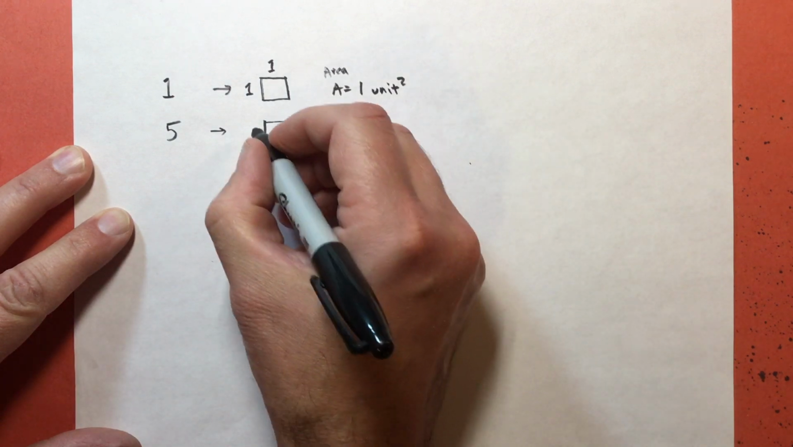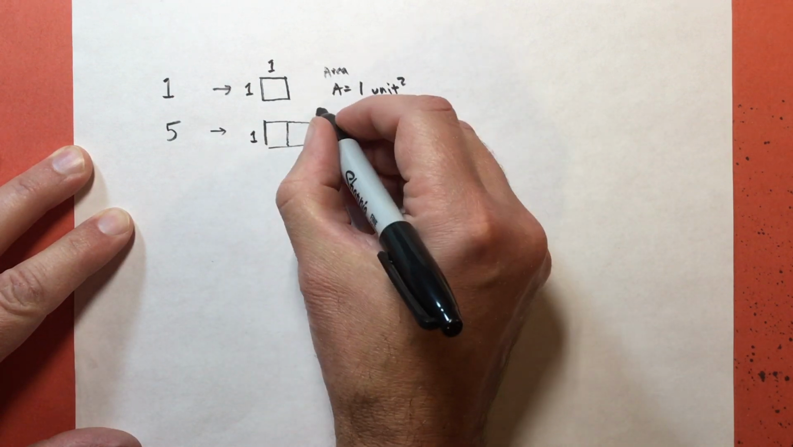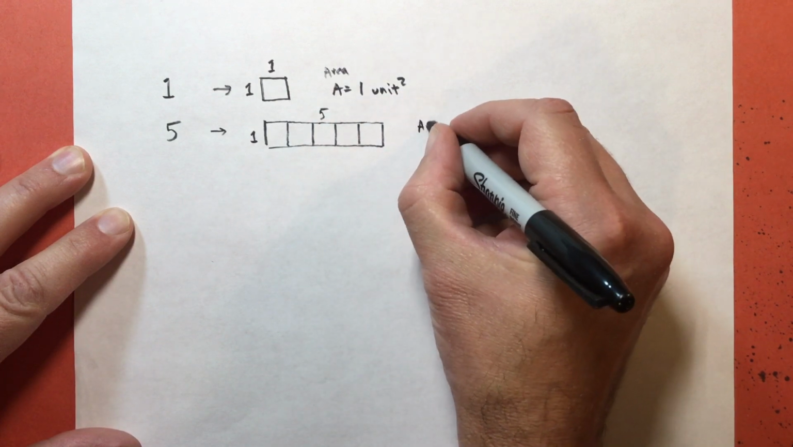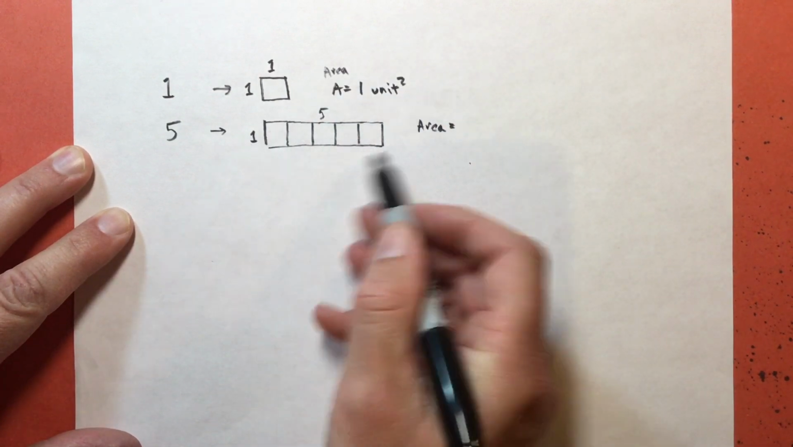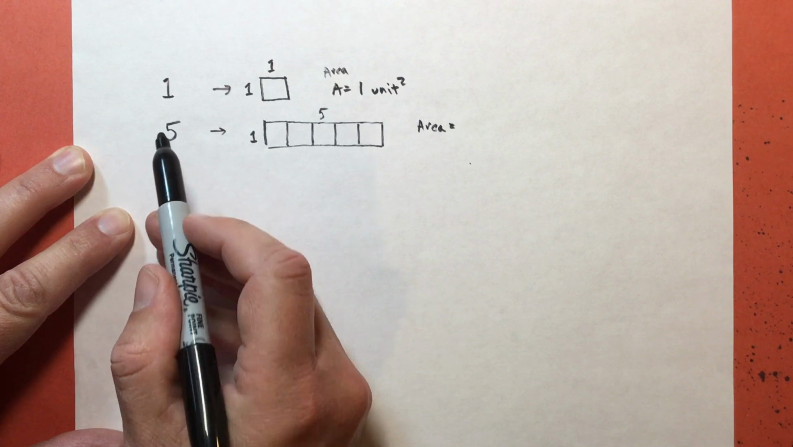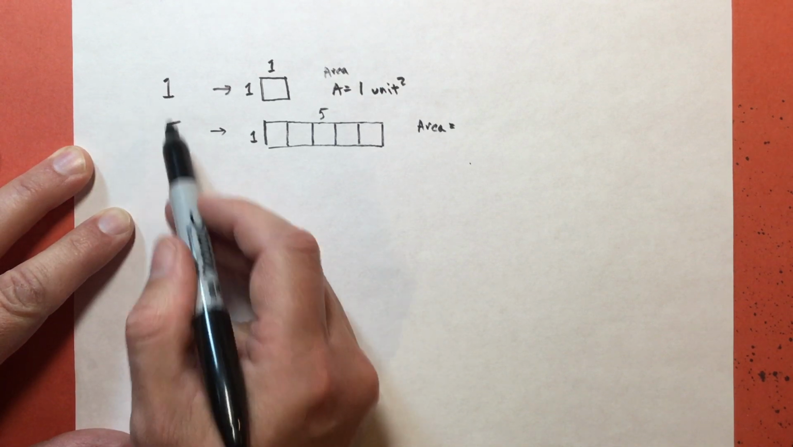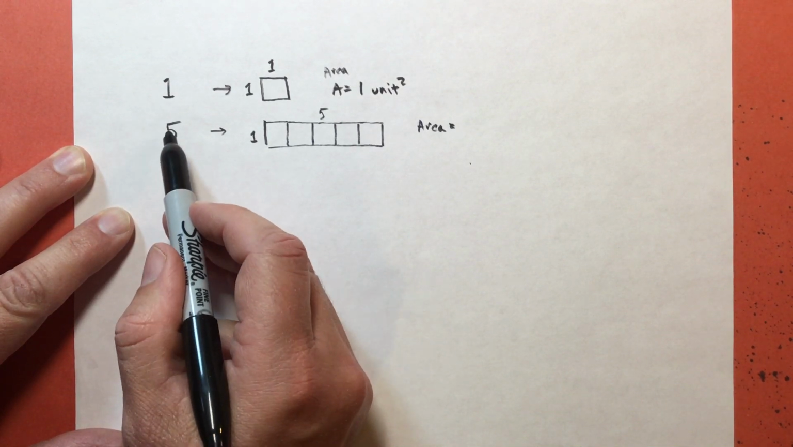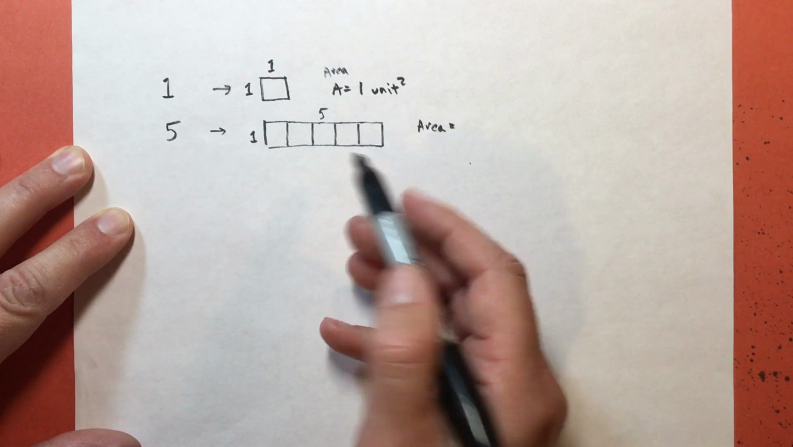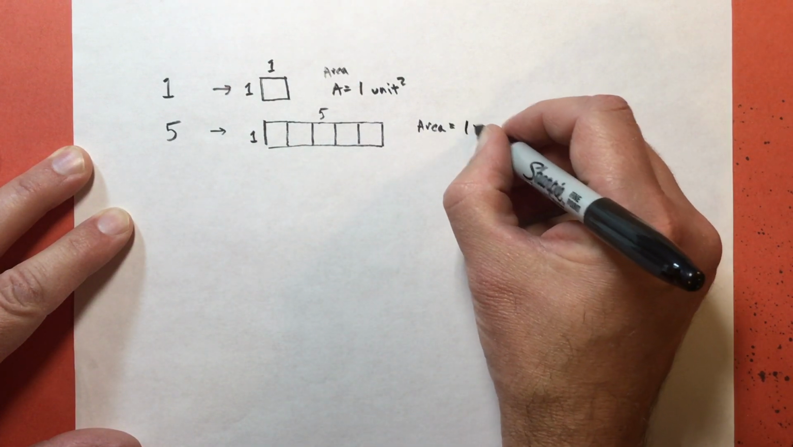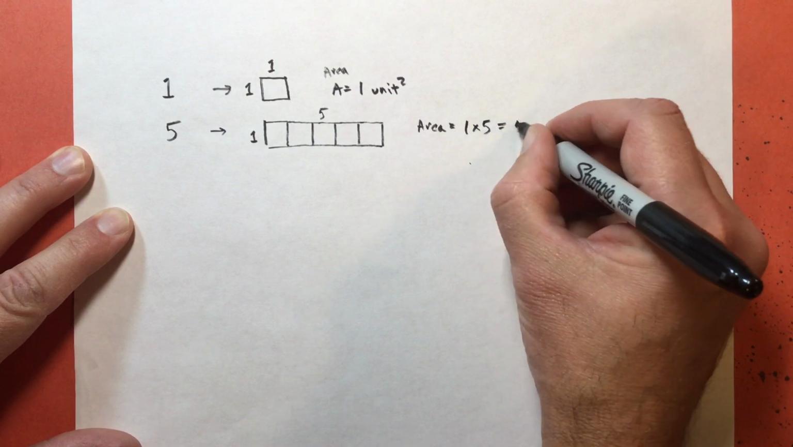The number 5 looks like this rectangle where it's 1 times 5, and the area of this rectangle, again, we're getting to algebra. I know this is not algebra yet, but we're getting there. So numbers can be represented by geometric shapes. And the area is going to be 1 times 5, which equals 5.